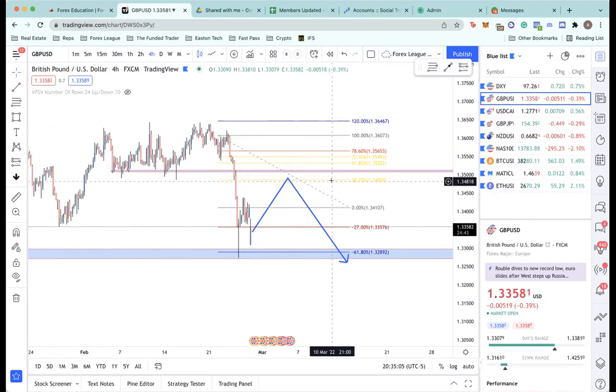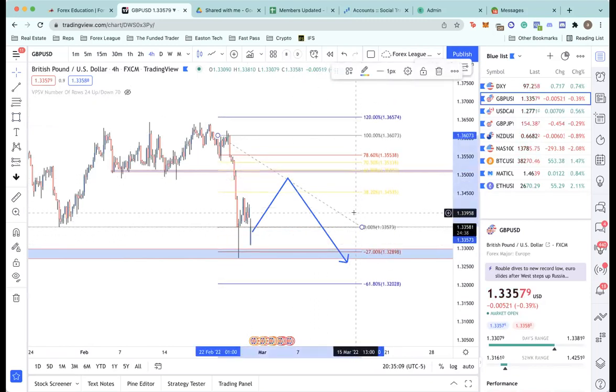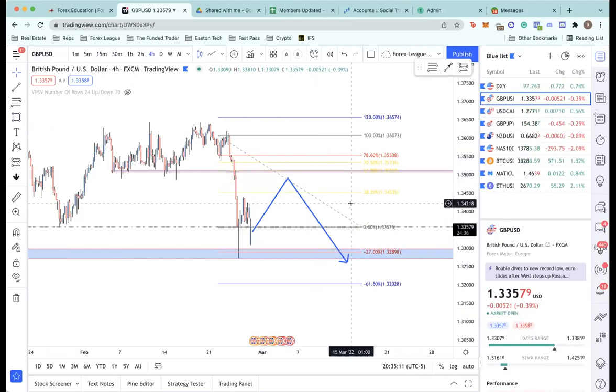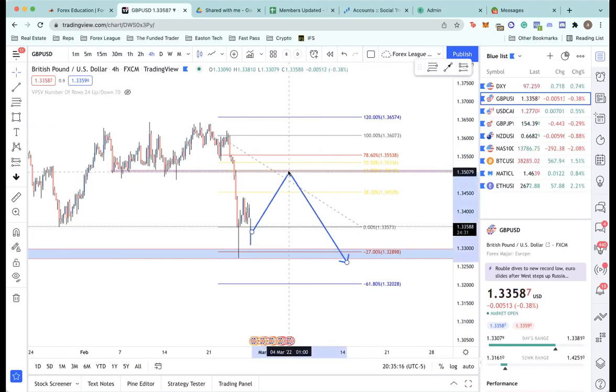So that would be lined up with the 38.2 on the fibs. Let's just adjust this so it actually makes sense. So that would be lined up with the 38.2, which is right here. It's also lined up with the 61.8. So I'm more looking in the 61.8 area actually than the 38.2.